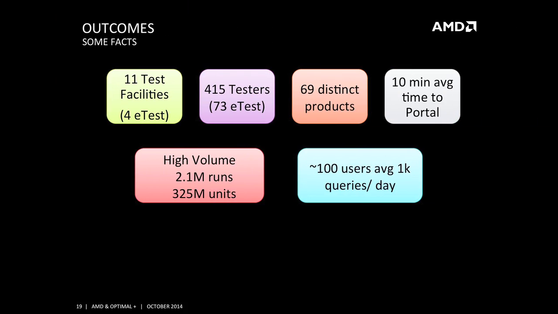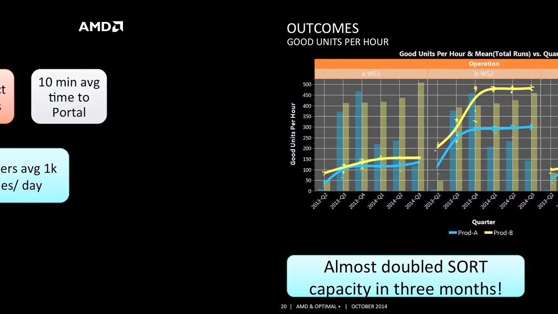We're currently in 11 test facilities. We have about a little over 400 testers, just under 70 distinct products, a little over 2 million runs, and about 325 million units in the database now. We're averaging about 10 minutes time to portal, and we've got about 100 users within AMD.